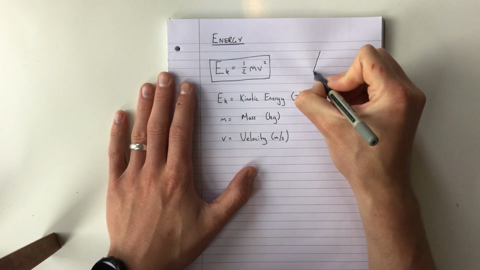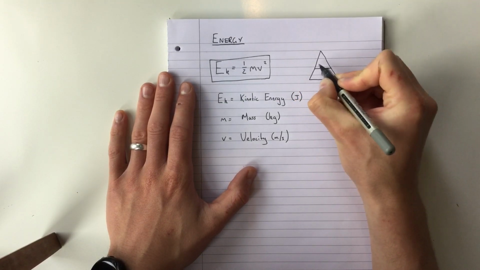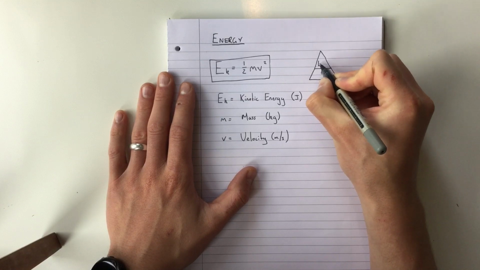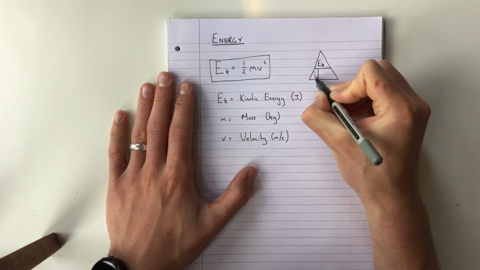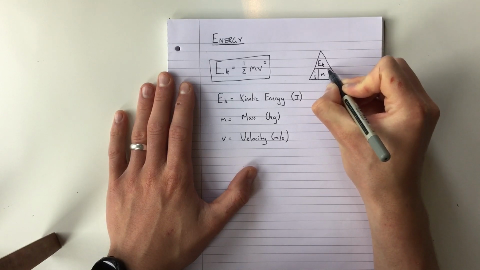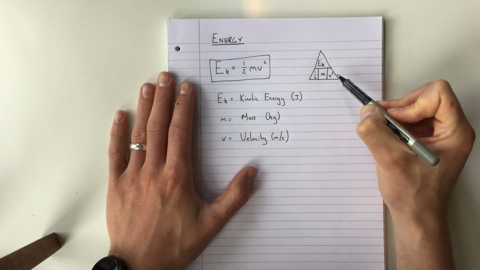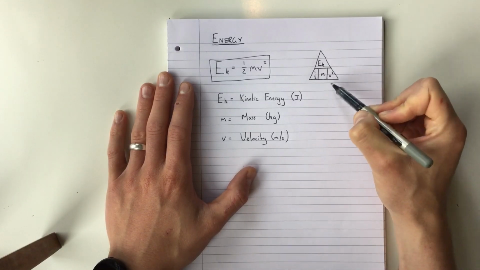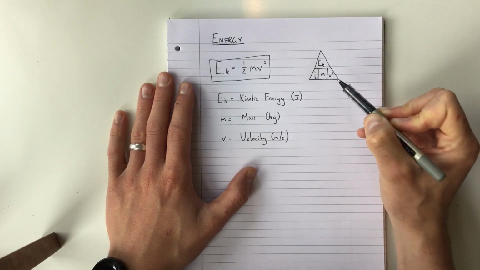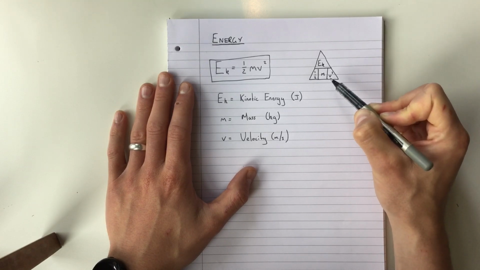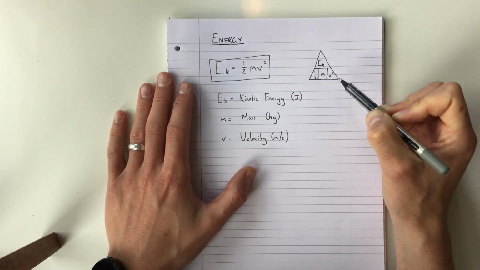But first of all, let's get our triangle so we know where everything goes, if you want to use this for some help. We've got EK at the top. Now we actually have to split this into 3: we've got half, we've got m, and we've got v squared. You can already look at this and think, oh, it's going to be a little bit tricky if we have to find v squared or v. But we're going to do some examples that will explain this and hopefully give you a little bit of help when you come across a question like that.